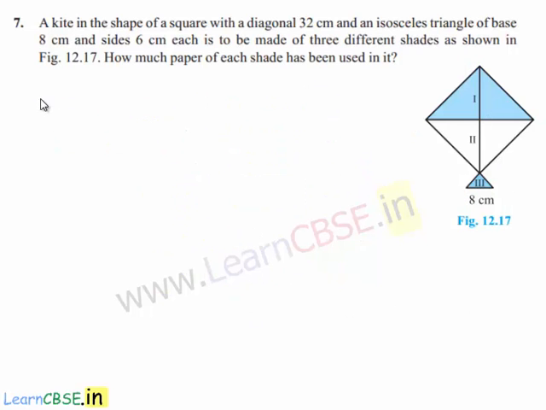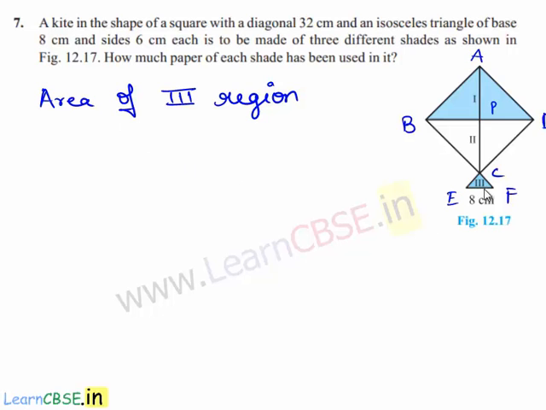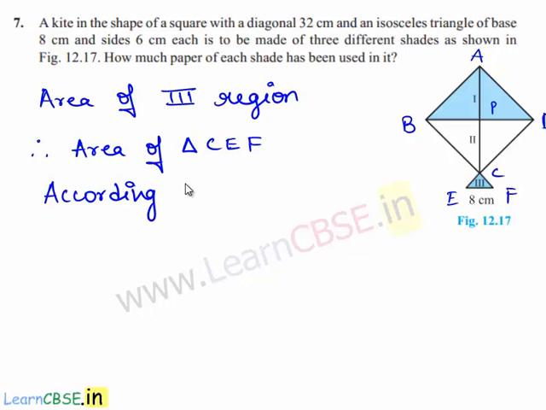Now we shall move on to the area of the third region. The third region is a triangle and it is isosceles as given in the question. Therefore, the area of triangle CEF can be obtained according to Heron's formula.